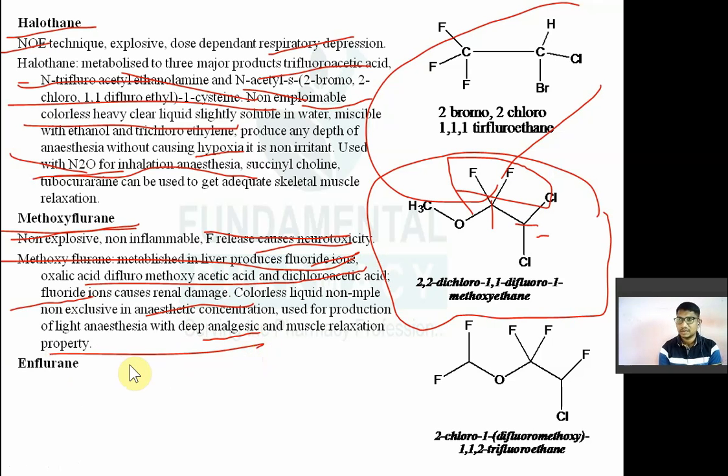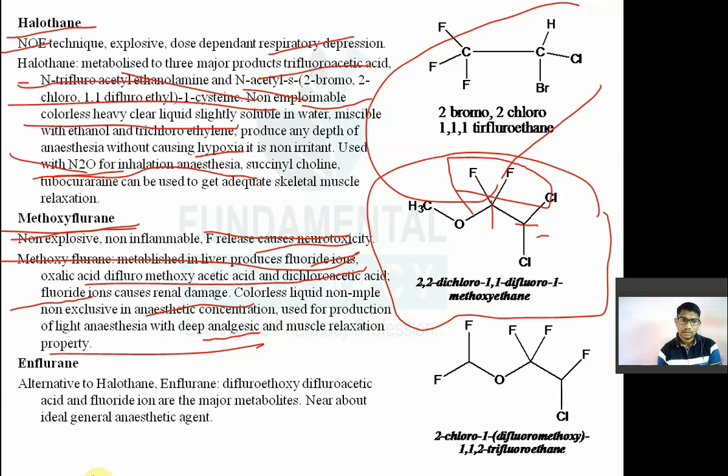Remember, this releases fluoride ions in the body that cause renal damage and neurotoxicity. आपका नर्व को डैमेज करेगा, आपके renal kidney को डैमेज करेगा, because of the fluorine release. Okay, याद रखो. Next one is known as enflurane. So it is an alternative to halothane. Again, this enflurane is an alternative to halothane.